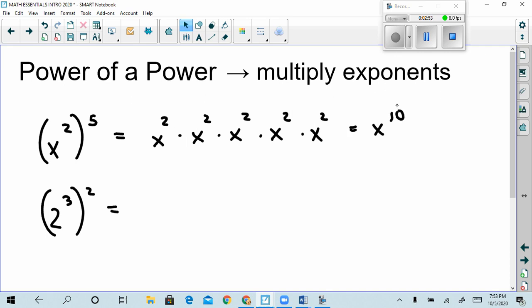So the shortcut to that is if you're raising a power to a power, you multiply your exponents. But I wanted you to see how that rule was developed. Again, 3 times 2 is 6, and then I would simplify. So when you're raising a power to a power, you multiply exponents.